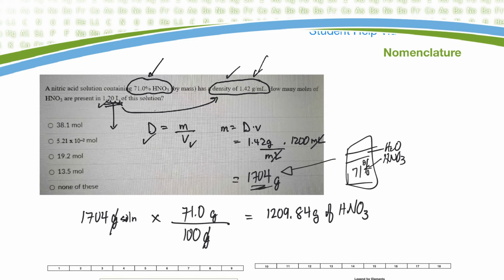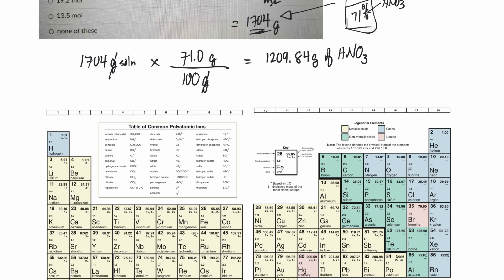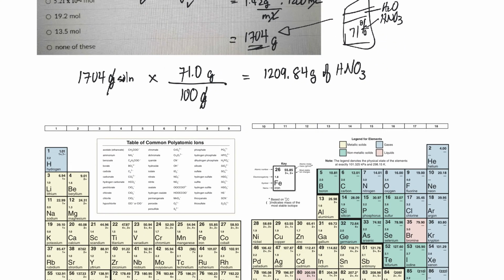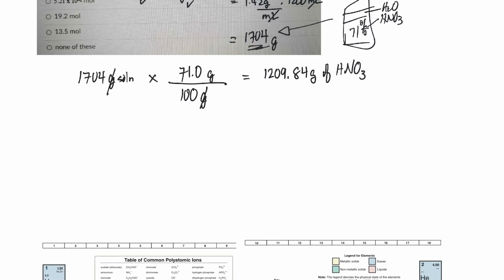That's not an answer. Oh, the question says how many moles are present. Okay, let's finish it off with that. Okay, so if I want to figure out how many moles, I have grams. So moles are equal to mass over molar mass. The mass of just nitric acid is 1,209.84. Notice I'm not rounding yet. Divided by the molar mass of nitric acid.